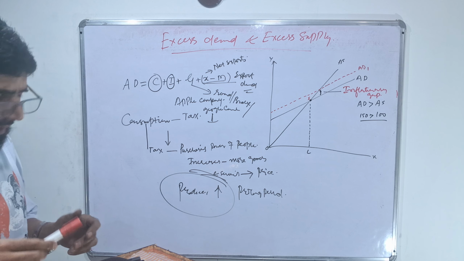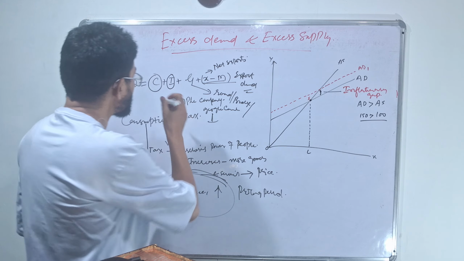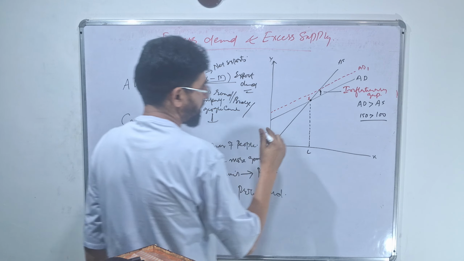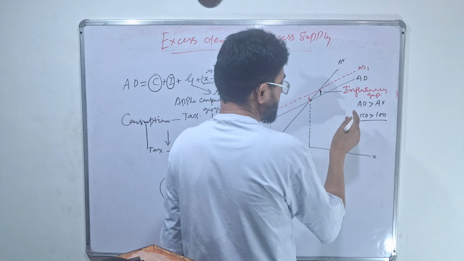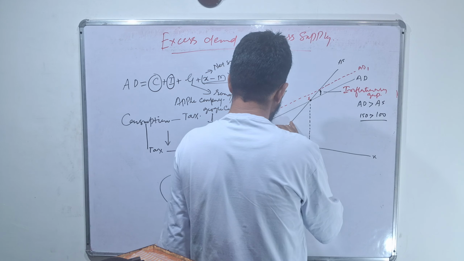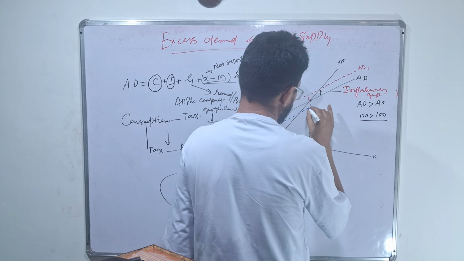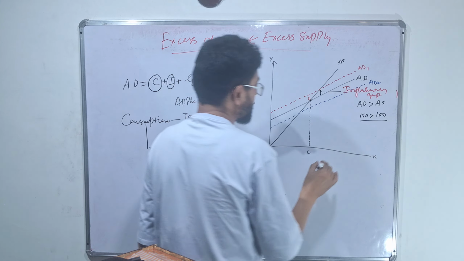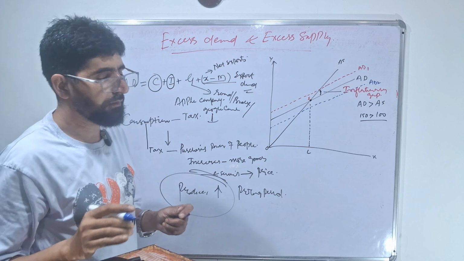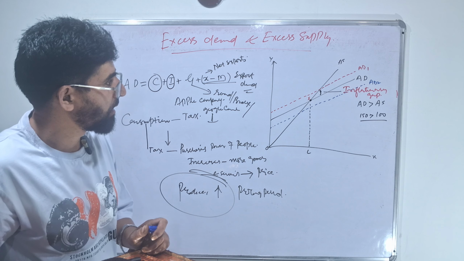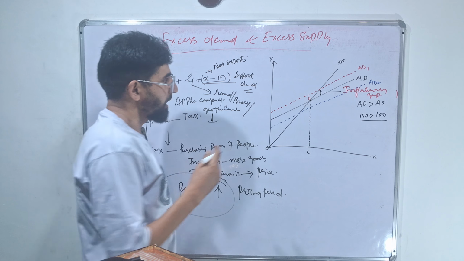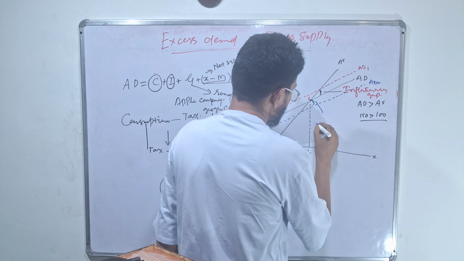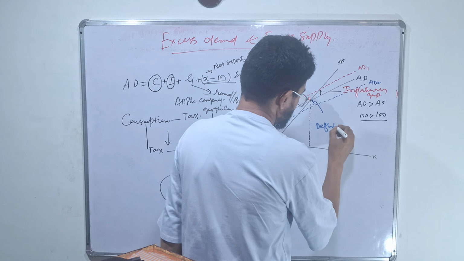Similarly, the opposite will happen. When these components decline, for example consumption and investment, for a prolonged period, it will create a deflationary gap. Means the demand curve will shift backwards like this. Aggregate demand 2 means the aggregate demand curve will shift below the full employment level. When this gap comes into existence, this gap we call deflationary gap.